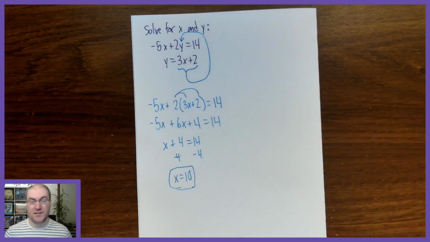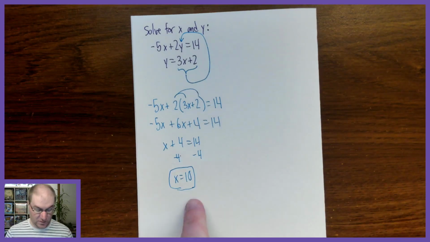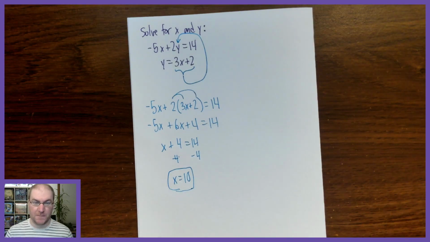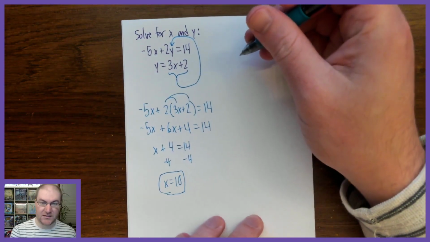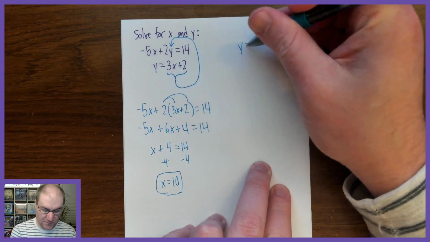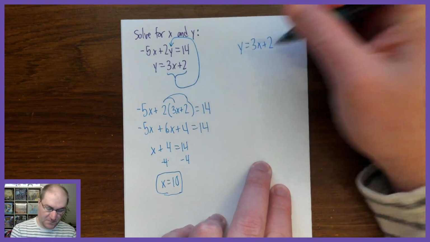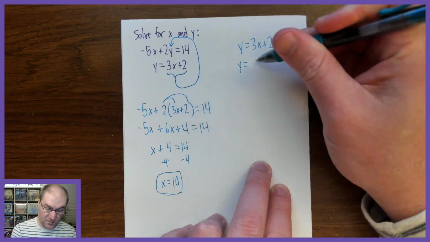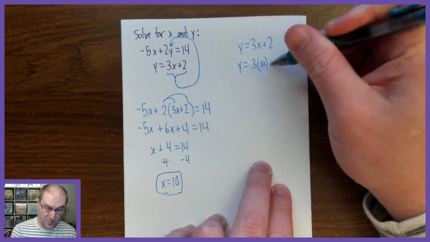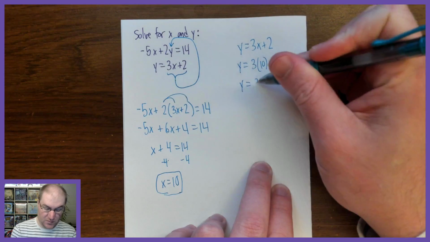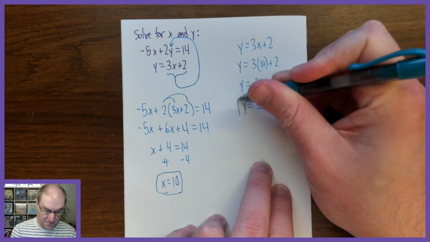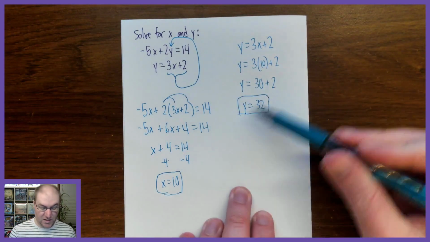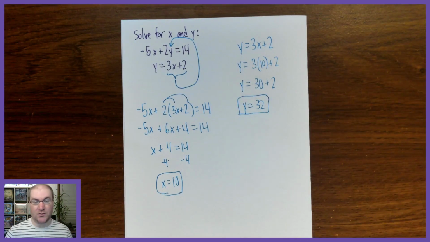So remember, when we're solving systems of equations, you'll have two variable answers. We only have one, so we have to go back and find the other one. If x is 10, we pick one of these equations and we plug in x is 10. I'm going to use the bottom equation. If y is equal to 3x plus 2, then y is equal to 3 times 10 plus 2, which means y is equal to 30 plus 2, or y equals 32. So in this equation, x equals 10 and y equals 32.